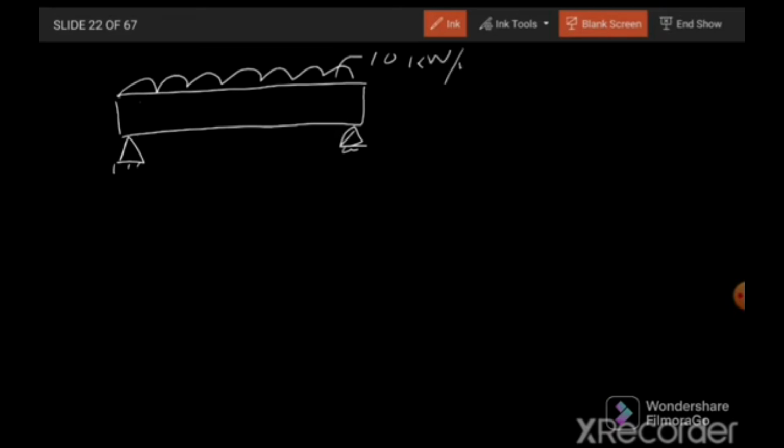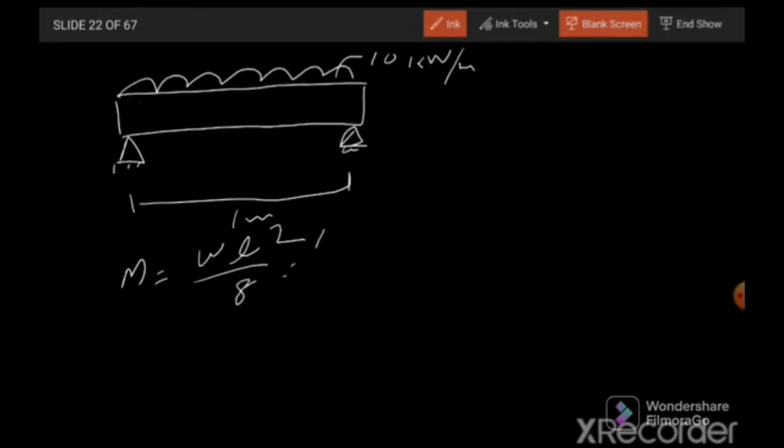For example, we have a beam. For example, it is a steel beam with rectangular cross section and it is subjected to a uniformly distributed load of 10 kilonewton per meter, and the length of the beam is 1 meter. Under the application of this load, the bending moment will be WL squared by 8, which is 10 into 1 squared divided by 8, so it is 10 divided by 8, or we can say 1.25 kilonewton meter. So now we have calculated the internal forces based on the applied load.